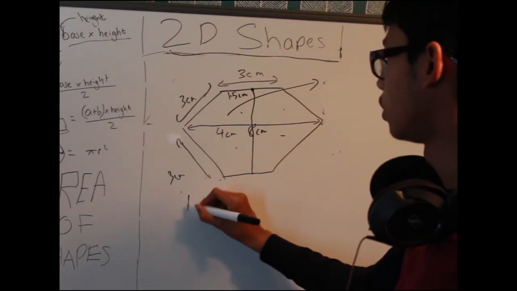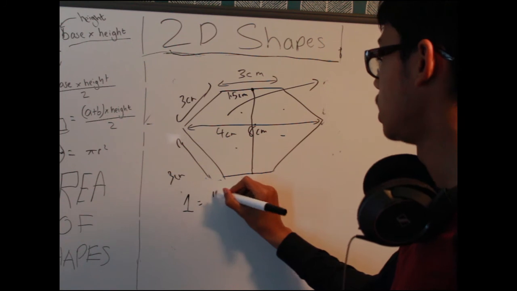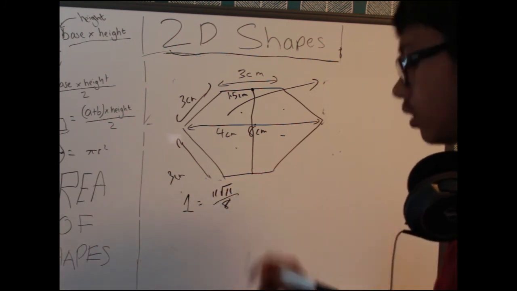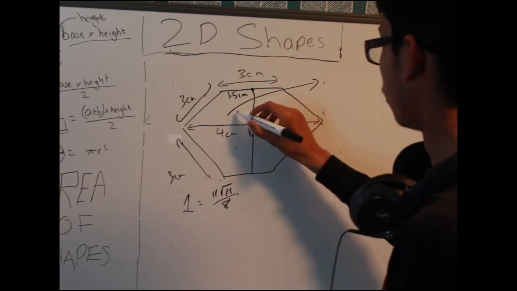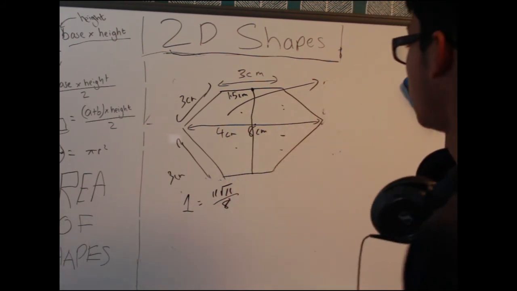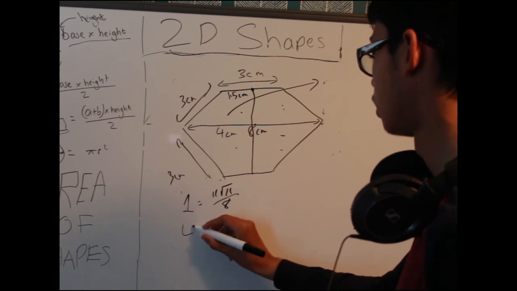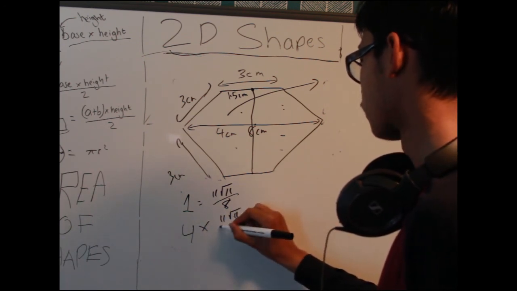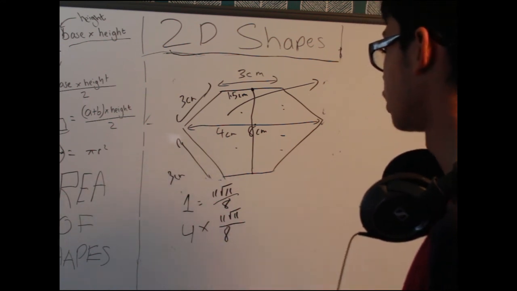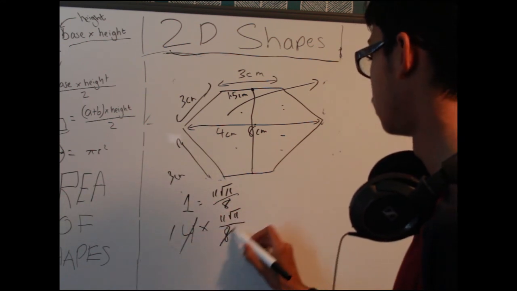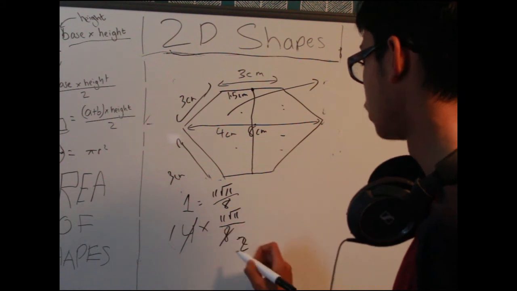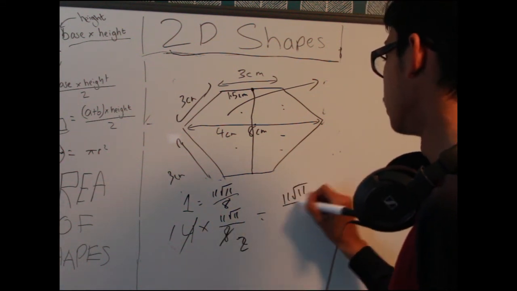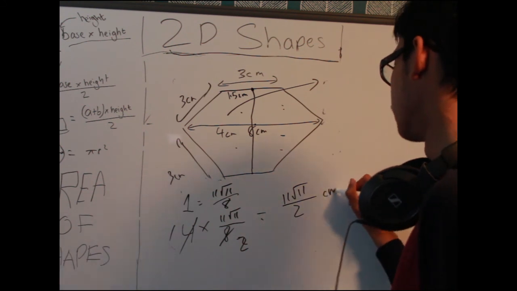So the area of one trapezium is equal to 11 root 11 over 8, and we've got 4 identical trapeziums here. We just times it by 4. You don't need a calculator for this, because these cancel out, as 4 fits into 8 twice. Essentially your final area is 11 root 11 over 2 centimeters squared, and that's how you do that.